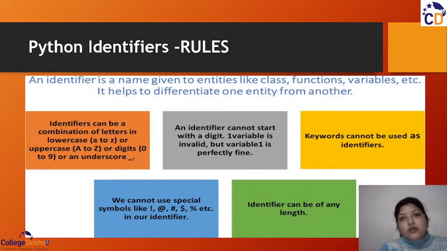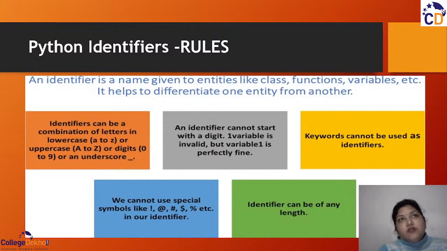Keywords, I told you, are the reserved words that are stored in memory that have some special meaning in the compiler, or the interpreter of Python. So basically keywords cannot be used as identifiers. You cannot say something like if is equal to 10. So if is a keyword, right? Or finally is equal to 10. So finally is a keyword. You cannot use it as an identifier or a variable, right?